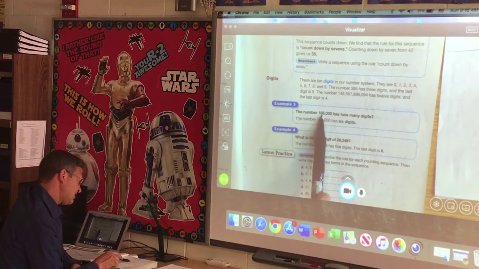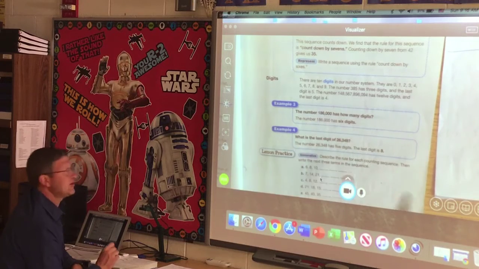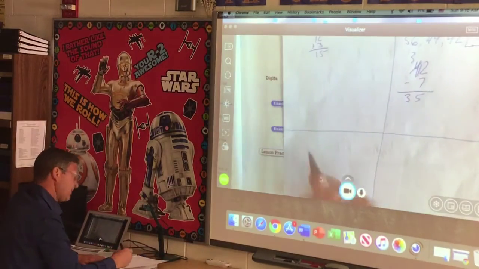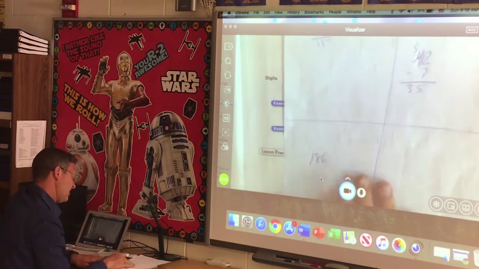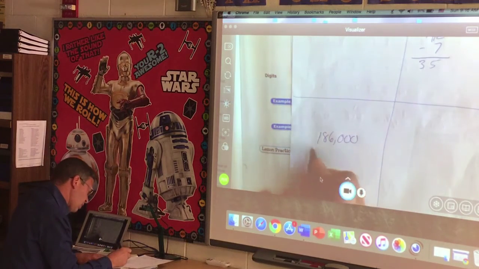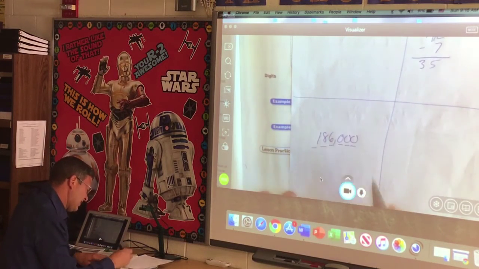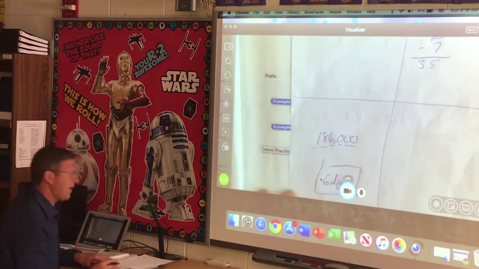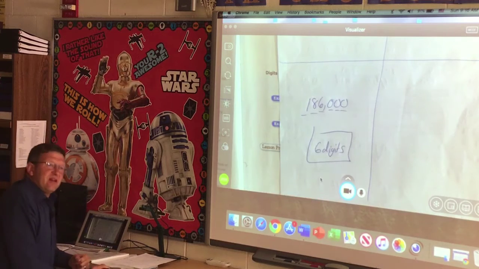The number 168,000 has how many digits? And then you just count it. Count with me. 1, 2, 3, 4, 5, 6. Now here's how I show this on my work. I'd have it written out, 168,000, and then I just underline them. 1, 2, 3, 4, 5, 6. 6 digits would be my answer. Notice how I always box up my answer, so it's really super easy to find.